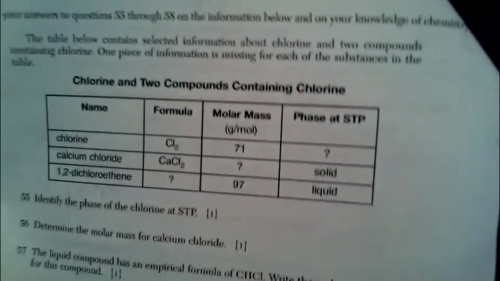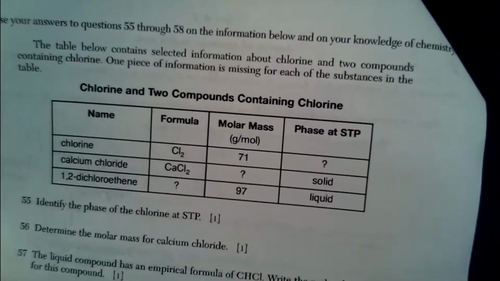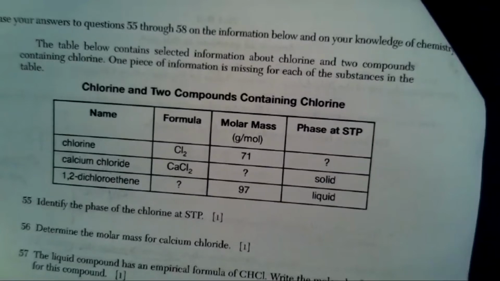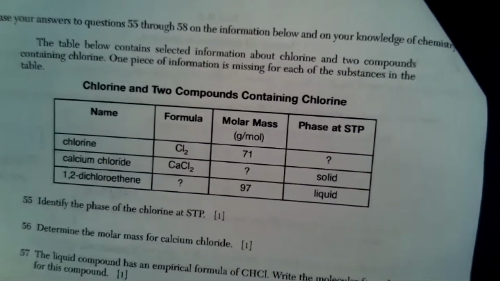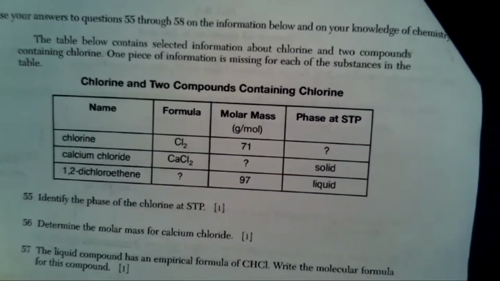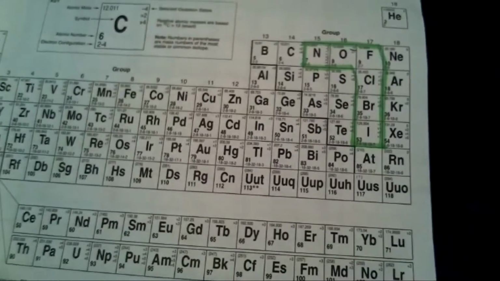We have a table containing selected information about chlorine and 2 compounds containing chlorine. One piece of information is missing for each of the substances in the table. Identify the phase of chlorine at STP. Okay. My students should just know this off the top of their heads. Chlorine is a gas at room temperature. It's mustard gas from like World War I. All the same thing. Terrible yellow colored gas, super poison.